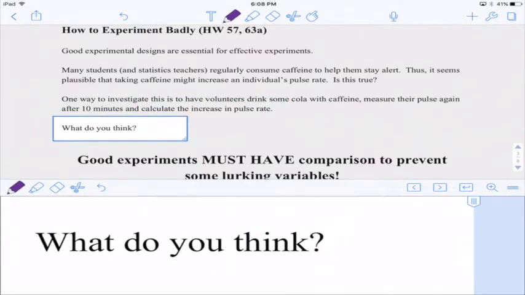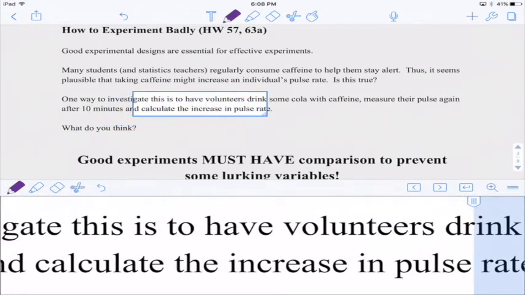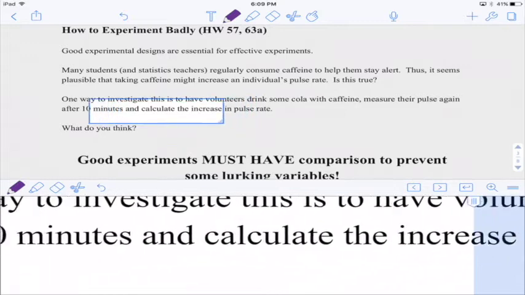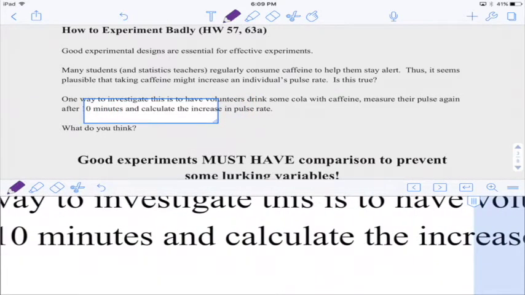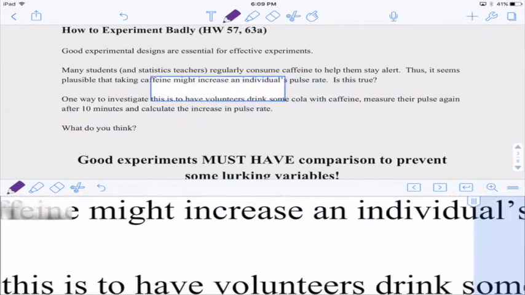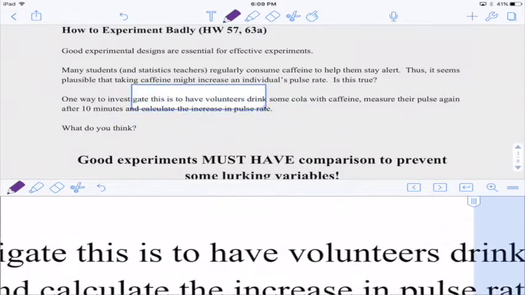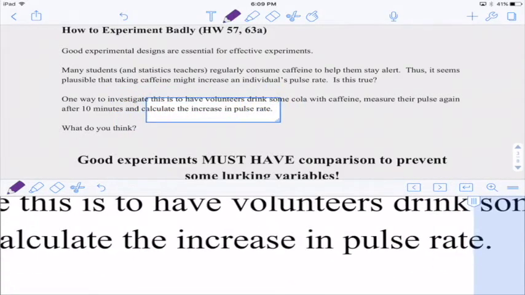What do you think? Well, one issue we have right off the bat is if we have volunteers, we have voluntary response bias. We don't have any random assignment. What we should do is randomly assign half of the people to a caffeine group and half of the people to a placebo group, and then calculate the increase in pulse rate.